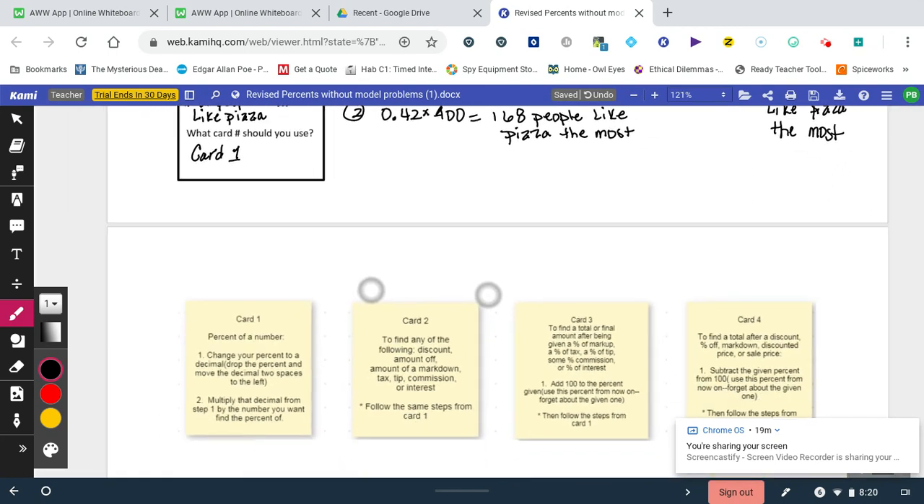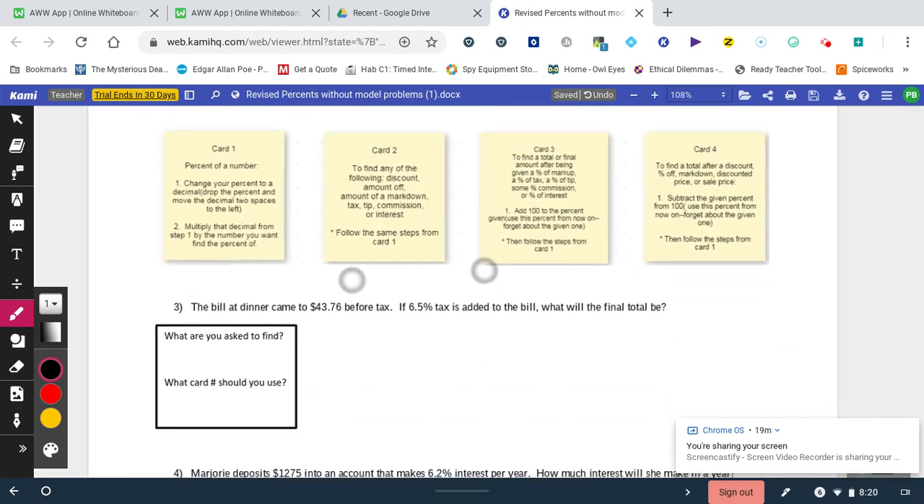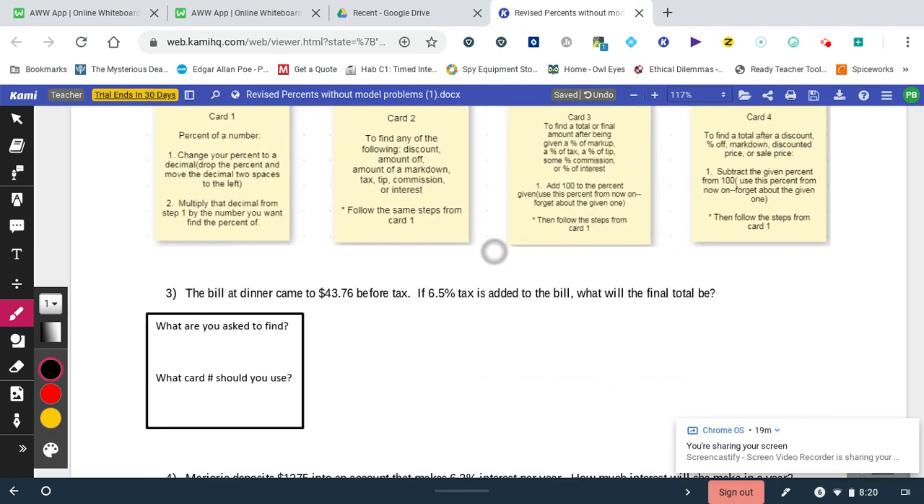Okay, let's go to the next page. All right, on this one it says the dinner bill came to $43.76 before tax. Okay, so if 6.5% tax is added to the bill, what will the final total be?